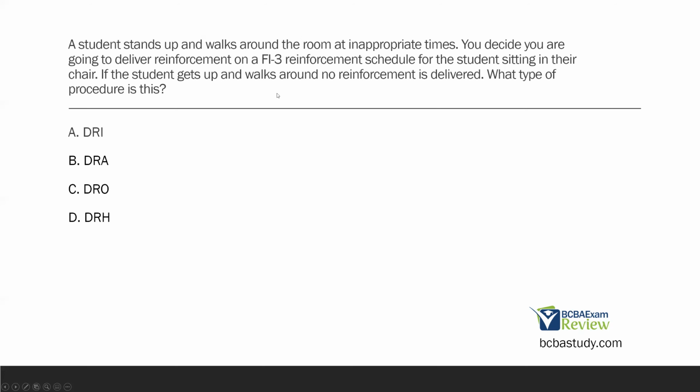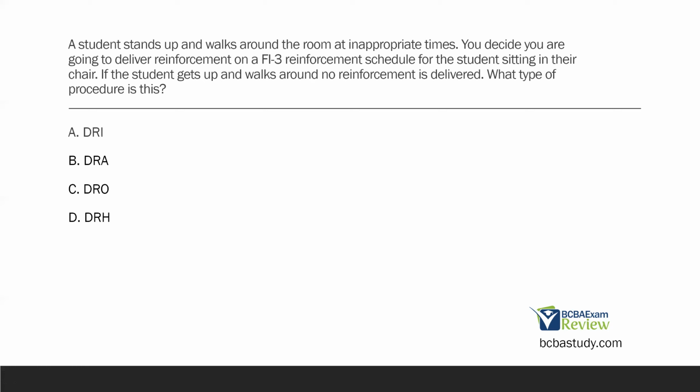A student stands up and walks around the room at inappropriate times. You decide you are going to deliver reinforcement on an FI3 reinforcement schedule for the student sitting in their chair. If the student gets up and walks around, no reinforcement is delivered. What type of procedure is this? Okay, think about this, right? It's a differential reinforcement question.